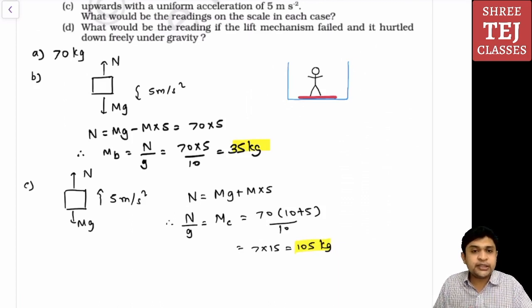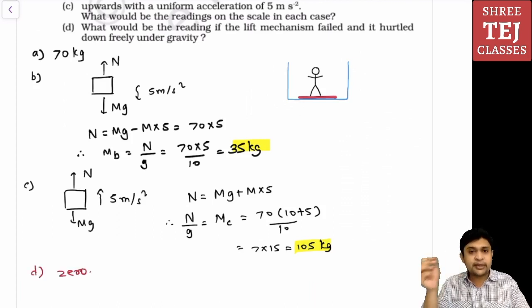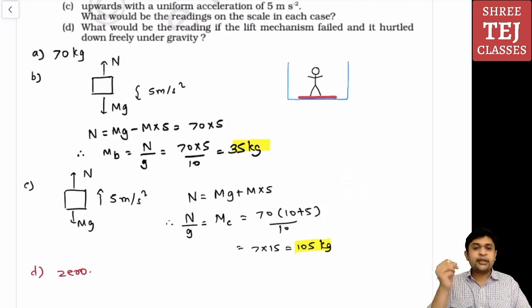And the fourth condition is what would be the reading if the lift mechanism has failed and it is hurled down freely under gravity. If the lift mechanism has failed, there would be no normal force because everything will move down with acceleration g. Therefore, the reading would be 0. So in condition D, the reading would be 0. So the first condition reading would be 70 kg, the second condition reading would be 35 kg, the third condition reading would be 105 kg, and the fourth condition reading would be 0.